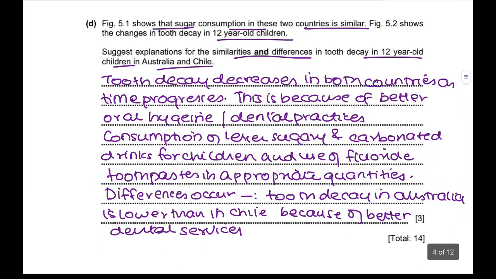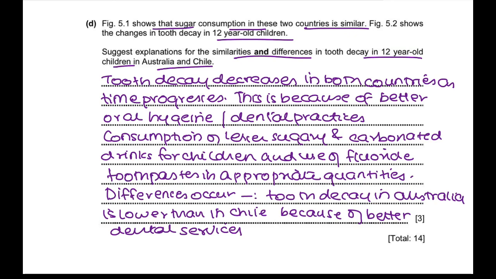Alright, figure 5.1 shows that the sugar consumption in these two countries is similar. Figure 5.2 shows the changes in tooth decay in 12-year-old children. Now suggest explanations for the similarities and differences in tooth decay in the 12-year-old children in Australia and child. So what is the similarity and differences between both the cases in Australia and in child? Firstly, let's look at Australia and child, right?